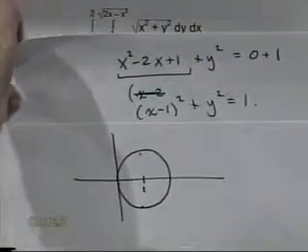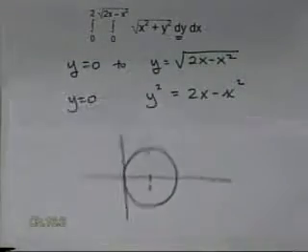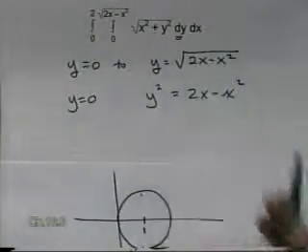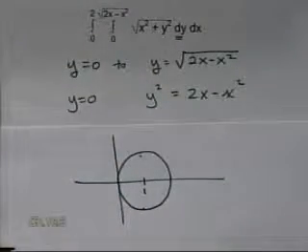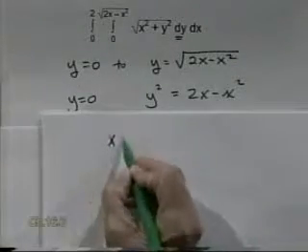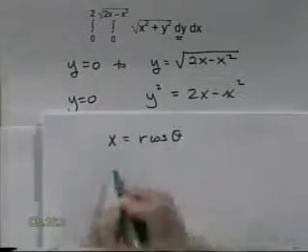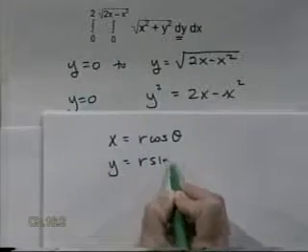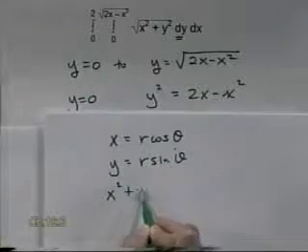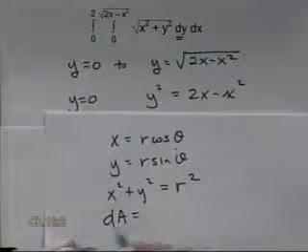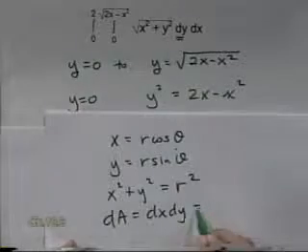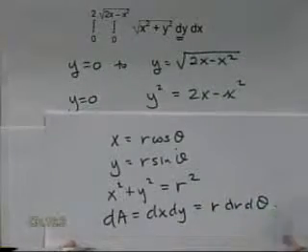Now, if you're a little bit comfortable with polars, let me do it with polars also, because I think it'd be good. Since they say put this in polar form, just reviewing from last time, when I do something in polars, the substitutions that I'm doing are, I let x equal r cosine theta, y equals r sine theta, and x squared plus y squared goes in for r squared. And in addition, your dA, which was dx dy, becomes r dr d theta.